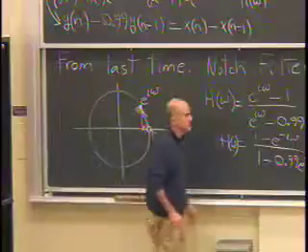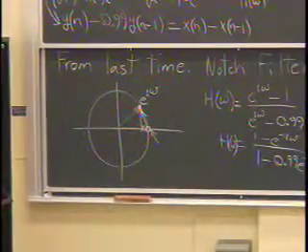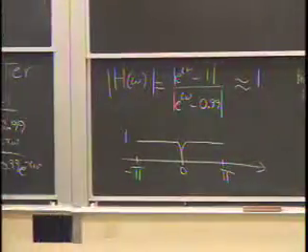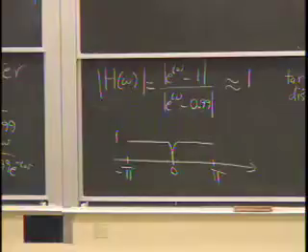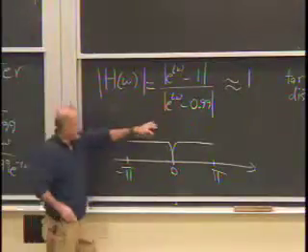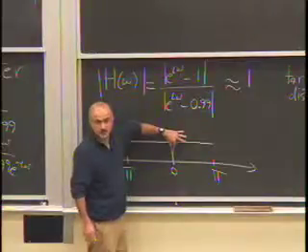It's 0. So it starts dipping, dipping, dipping until you go to 0, and then it starts rising again as you get away from 0. The closer this x is to the unit circle, the sharper will be the dip, and the better the notch filter.